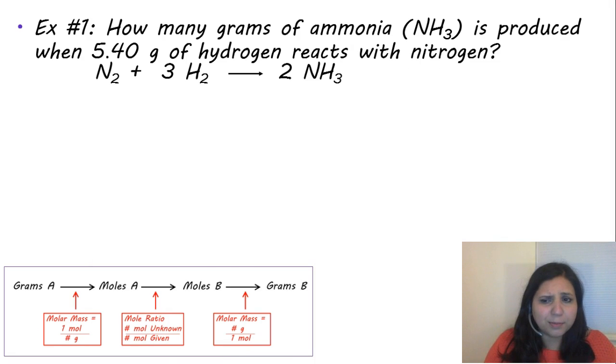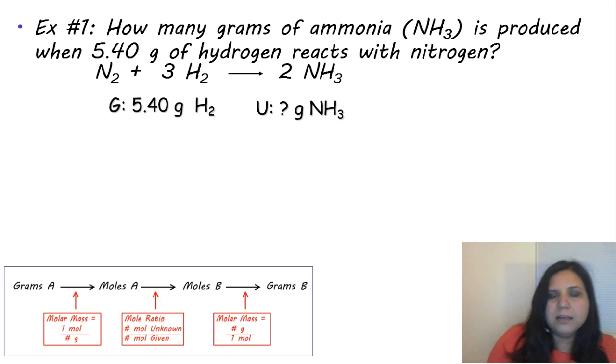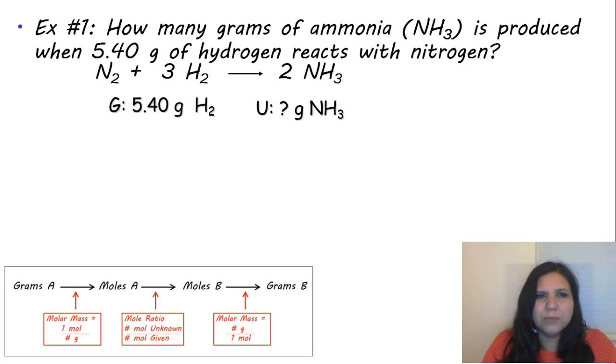Alright, so let's do an example where we're going from grams to grams. It says, how many grams of ammonia is produced when 5.40 grams of hydrogen reacts with nitrogen and a balanced chemical equation is given? So our next step is just to figure out the given, the unknown, and the number of steps. Our given is 5.40 grams of hydrogen. Our unknown is how many grams of ammonia we are going to produce. And "reacts with nitrogen" is just an extra piece of information.